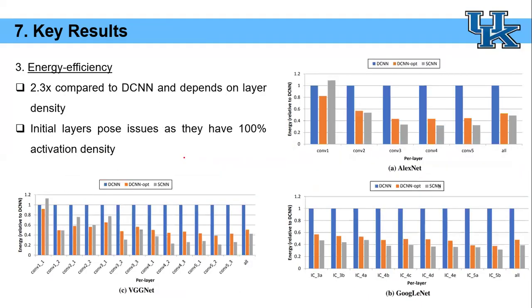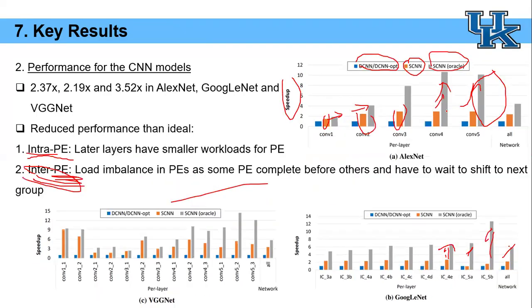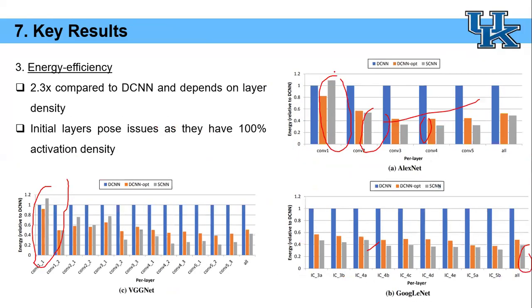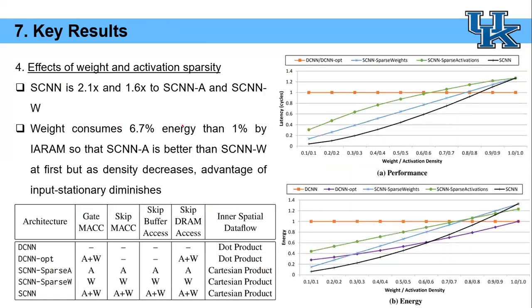For the energy efficiency, it just compares the DCNN, DCNN optimized, and the SCNN. Obviously, the energy is reduced in the later layers, right? But in the first one, it is very high, right? It's because in the first case, it has the highest density of data because the inputs will not be zero, right? So when the density increases, the energy increases as well. So that's why we have the highest energy there, but overall we have 2.3 times less compared to the DCNN, and it depends on the density as well.